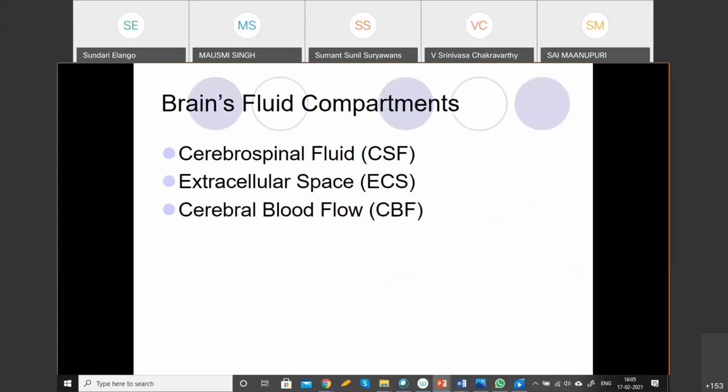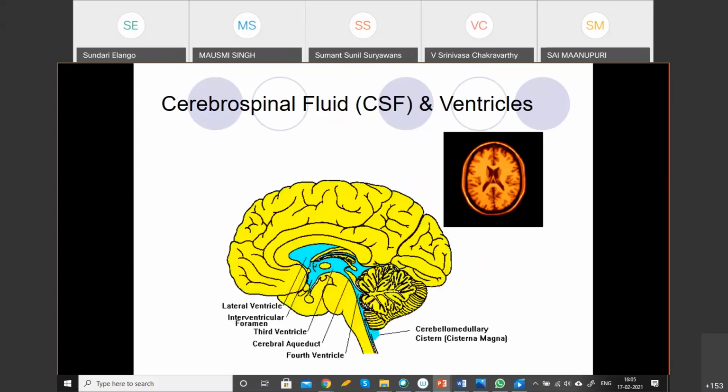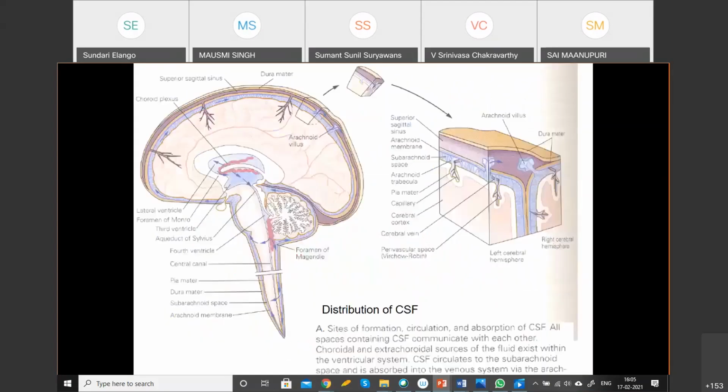Now, the brain's environment is very interesting. It is a fluid environment. The brain is actually suspended in some kind of fluid medium, and these fluid media are of different kinds. Let us look at the most obvious one, which is called the cerebrospinal fluid. There is this fluid which goes around the brain. I think it's better seen in this picture.